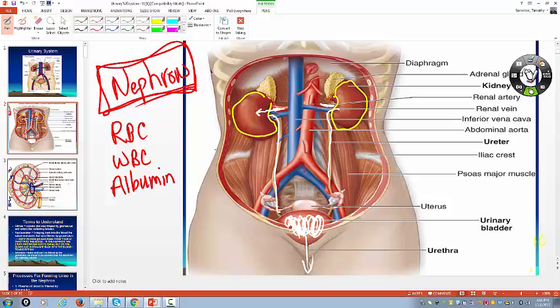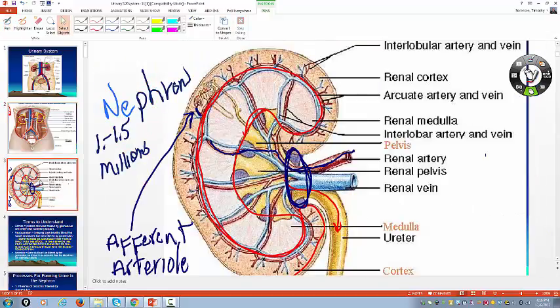So let's take a closer look at the inside of the kidney. Here's a cross-section of the kidney. As you can see, as the renal artery right here enters the kidney, the arteries begin to branch off and become smaller and smaller until they terminate at the afferent arteriole. Each kidney has anywhere from 1 to 1.5 million of these functional units, these nephrons. And in the nephron, this is where the plasma of the blood is filtered.